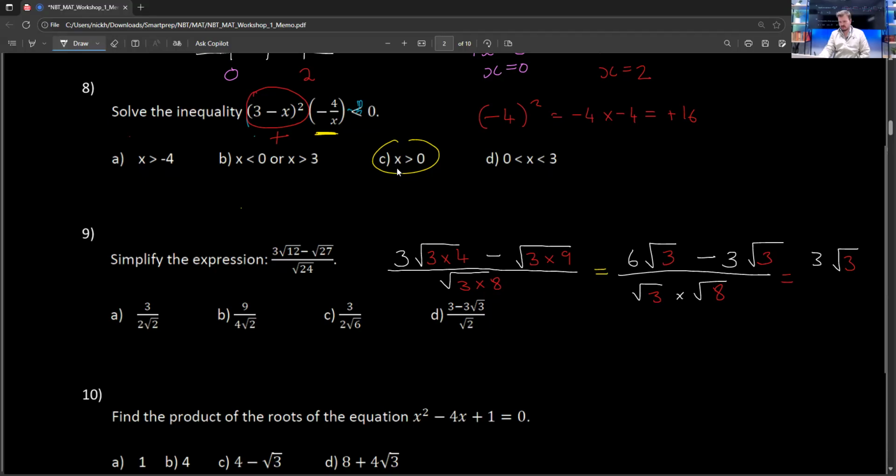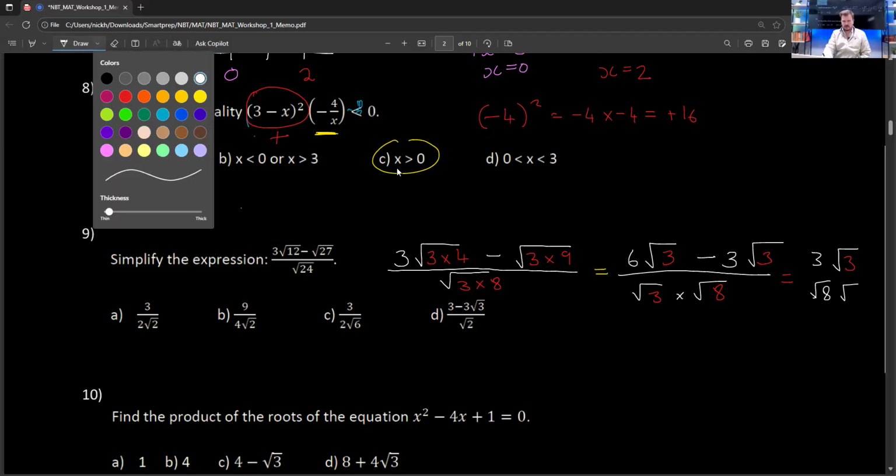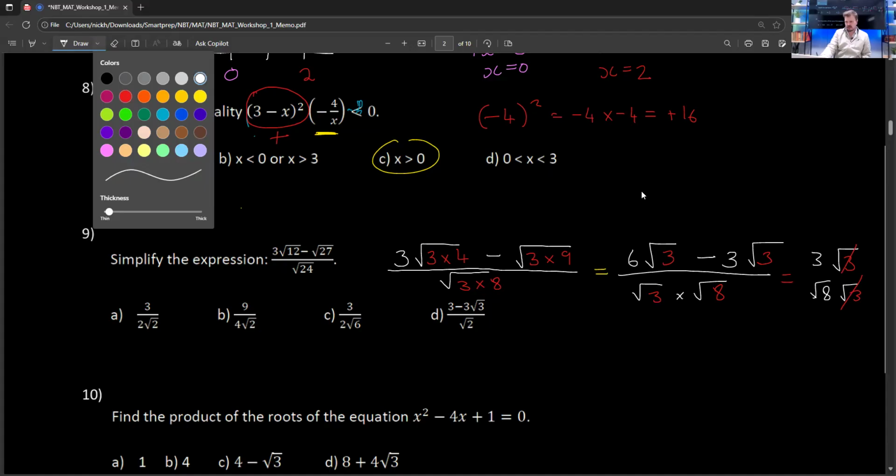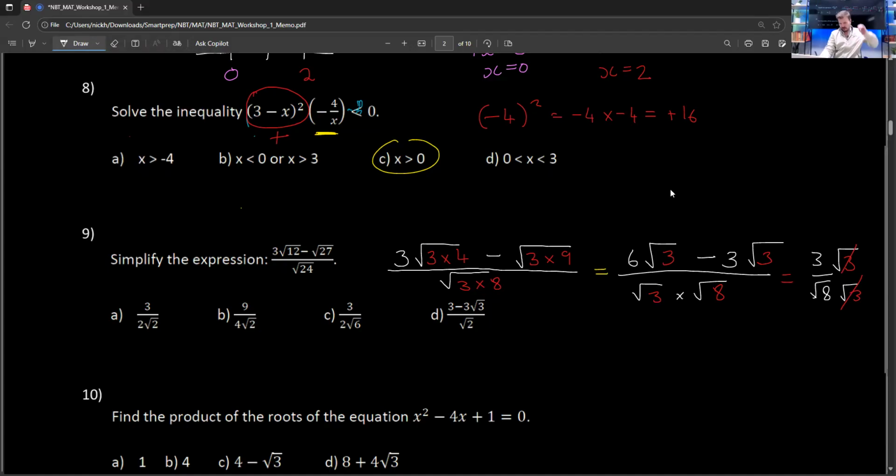And then the bottom will be root 3 times 8. I'm going to put the root 3, root 8 there. Now I get something that's simpler because those cancel, and I'm left with 3 over root 8. Now I look at the answers and I go, right, this obviously isn't perfectly simple, but I do remember that 8 is 4 times 2, and the square root of 4 is 2. So I'll actually end up with 2 root 2. So I know my answer is A.